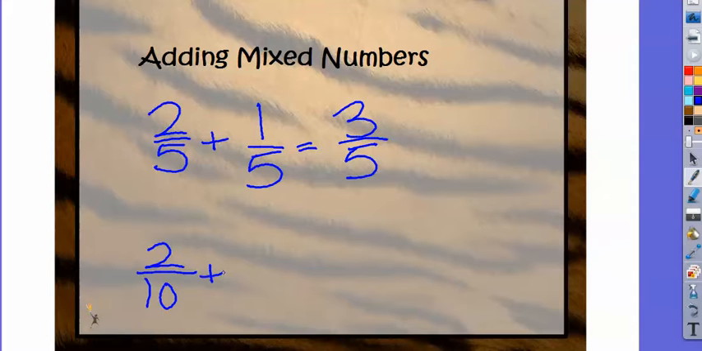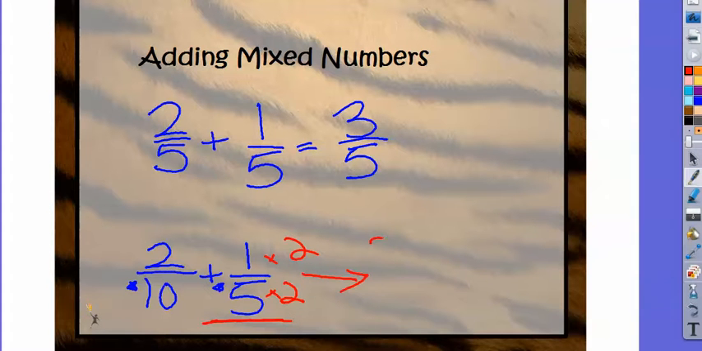Now if I had something like 2/10 plus 1/5, in this case, I cannot add those because I see here I've got a 10 and over here I've got a 5. So I've got to find a way to make them the same. This should all be review. I'm going to multiply top and bottom by 2. And why am I multiplying this fraction right here by 2? It's because 5 times 2 is going to equal 10. So then that's going to become 2 over 10. And this one right here is going to be plus 1 times 2 is 2, and 5 times 2 is 10. Okay, boom.